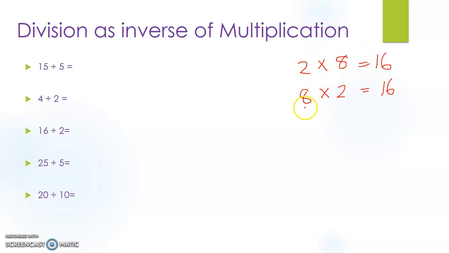2 into 8 is equal to 16 and 8 into 2 is equal to 16. Now 16 divided by 2 is equal to 8 and 16 divided by 8 is equal to 2. So for any multiplication statement, you can write 2 multiplication statements and 2 division statements related to it.